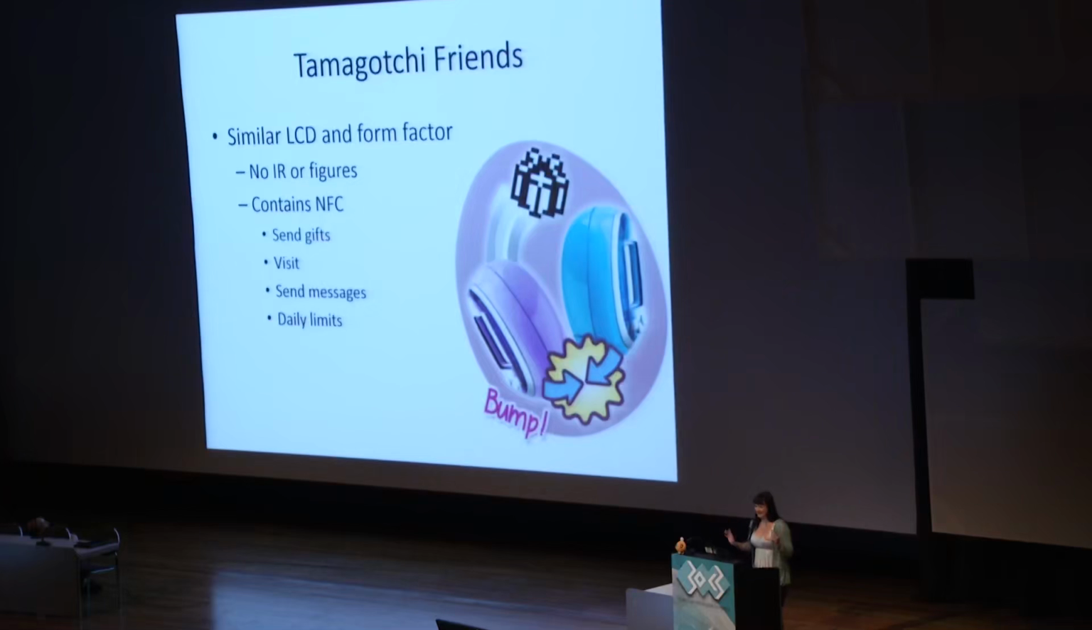So to distill what that ad said, basically, it's the same LCD and form factor as the Tamatown Tamago, but it doesn't have IR or figures anymore. Instead, it supports NFC, and you use the NFC bump to do all the IR and figure functionality, sending GIFs, so you can visit. You can also send text messages using these new Tamagotchis, which is a new feature. And one limiting factor, which I'm already having problems with, is that there's daily limits. With the figures and with the IR, you could do that as many times a day as you wanted, but now you can only do it 5 times a day. So one of the first things I'm going to try and do is circumvent that limit.